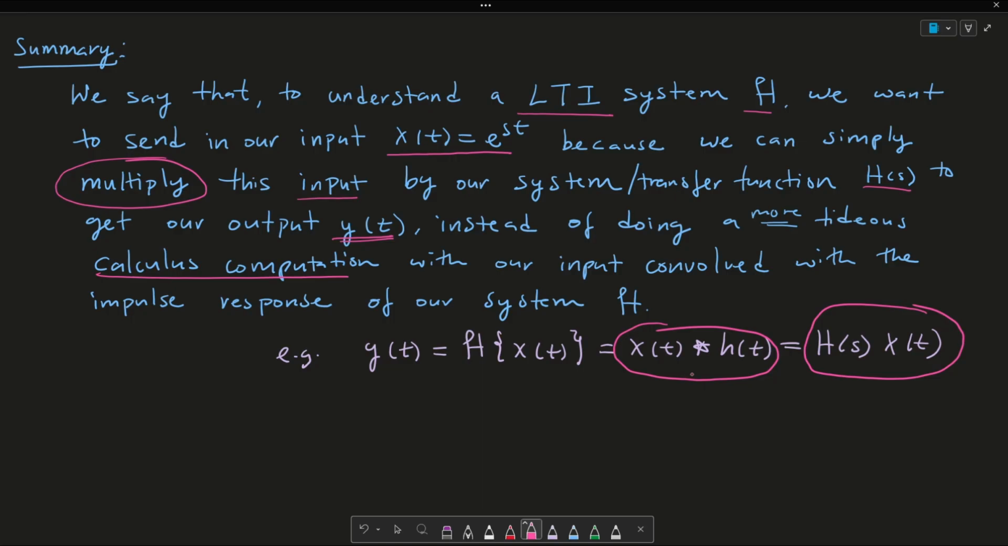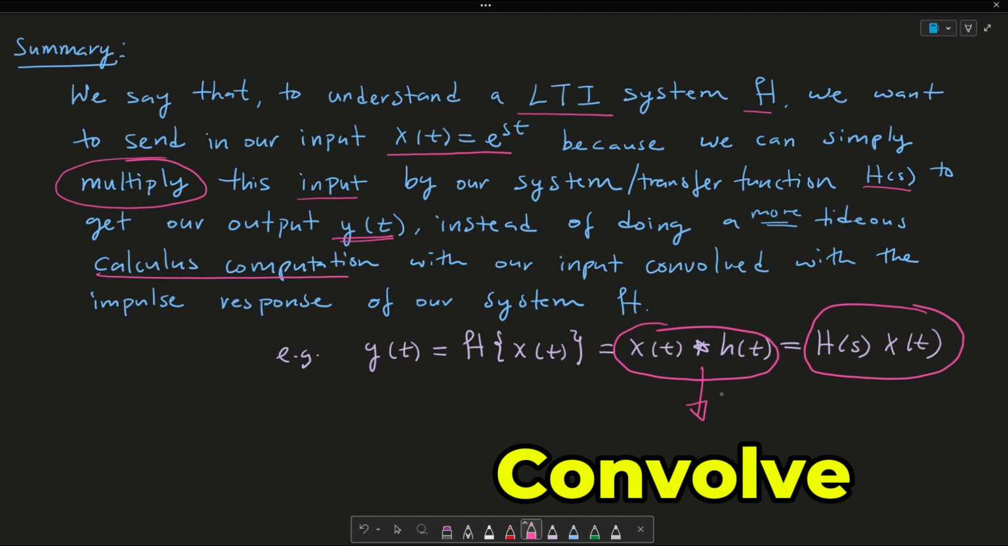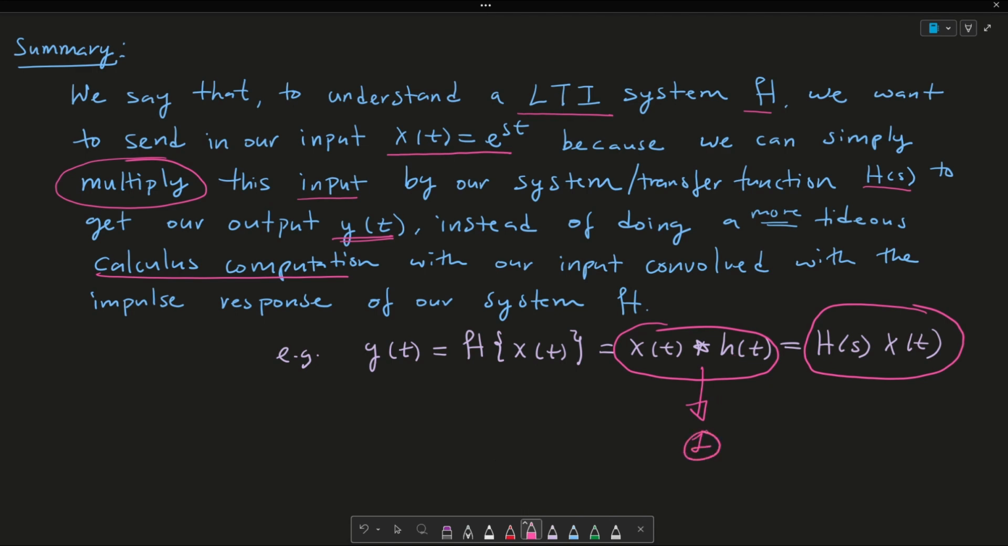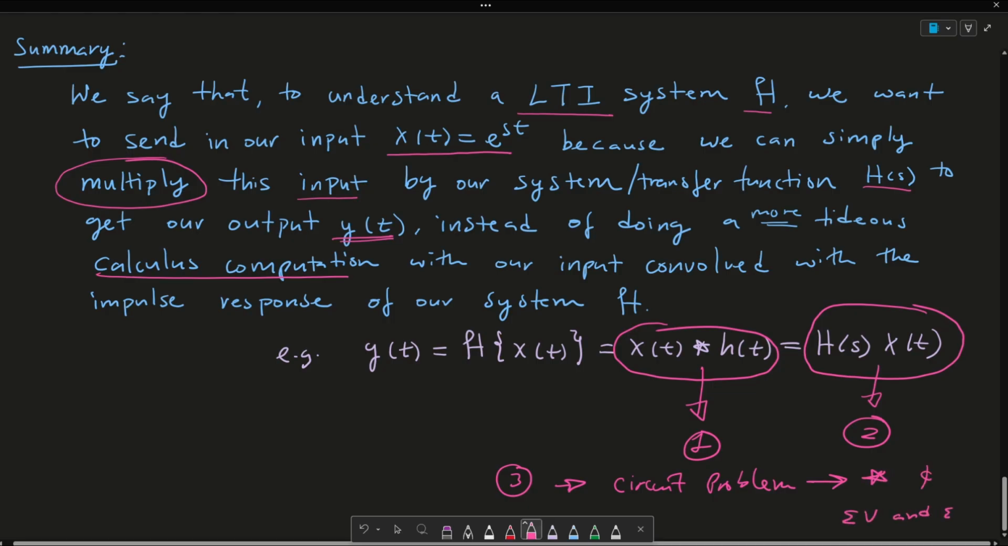Now in the next video, I'm going to do an example of convolution, so my input times an impulse response. So that's going to be example 1, call it. And then in the next video, I'm going to do an example using h of s times x of t, or the transfer function times x of t. And this is going to be my example number 2. And in the third example, I'm actually going to take a circuit problem and correlate it all the way, using convolution and eigenvalues and eigenfunctions, to solve for y of t.